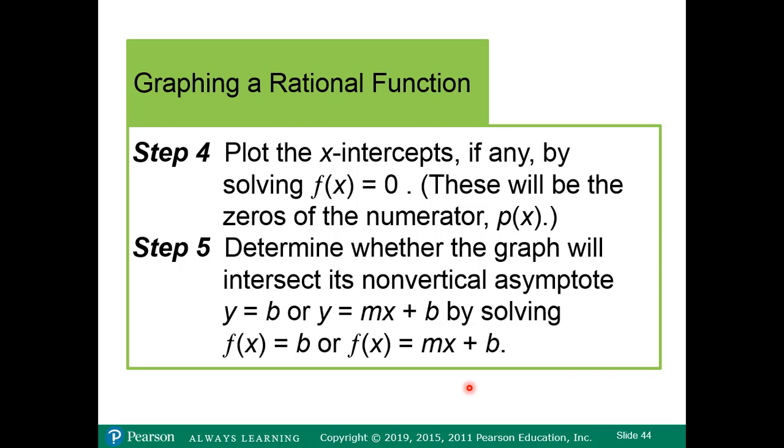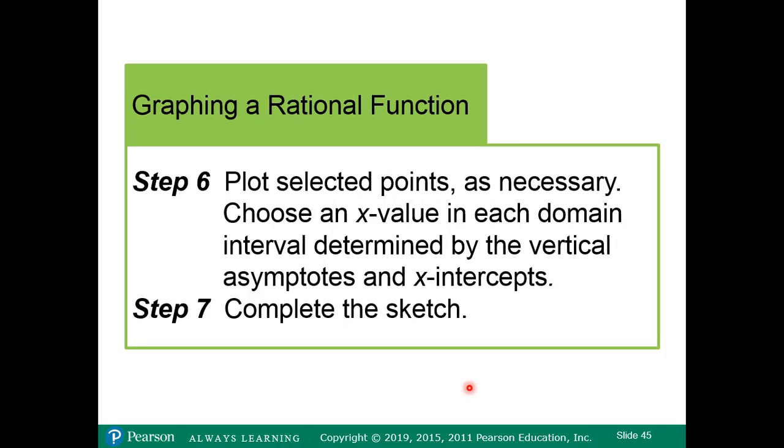Okay, so what happens as x approaches that value? Okay, find out. You need to find out. Okay, make sure you know that. 6, plot selected points as necessary. Choose an x value in each domain interval determined by the vertical asymptote and x-intercepts. Okay, and then complete the sketch when you're done.